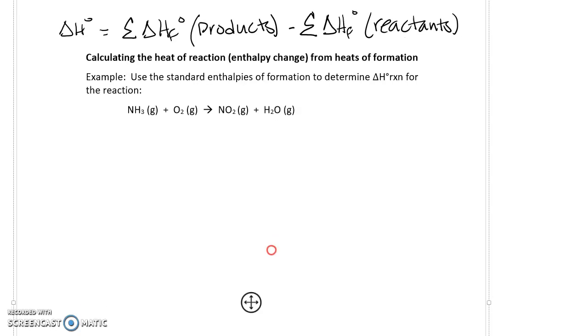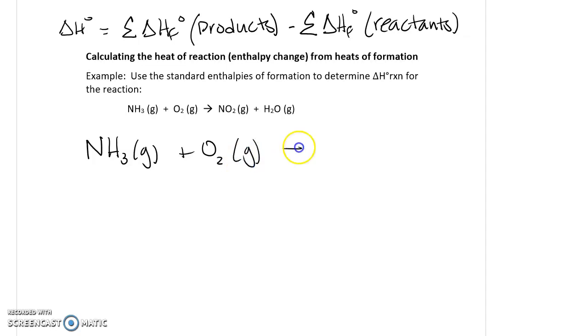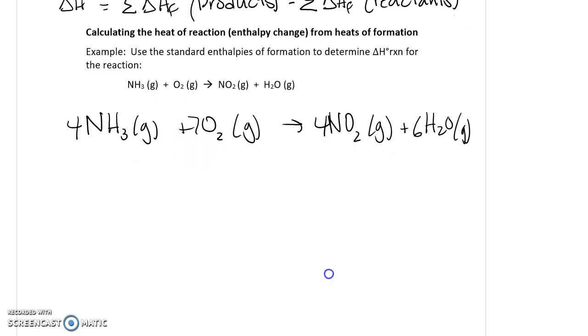Okay, so let's go ahead and apply that to this problem. Before we determine our delta H, we have to balance our equation first. So I'm going to rewrite this: NH3 plus O2 goes to NO2 plus water. If we balance this, we get 4 ammonia, 4 NO2, 6 water, and then 7 O2. Okay, now let's take a look at how we're going to do this.